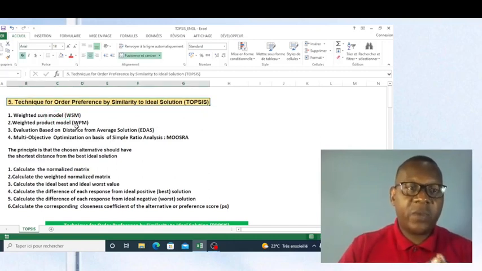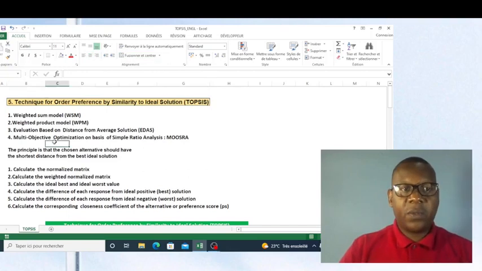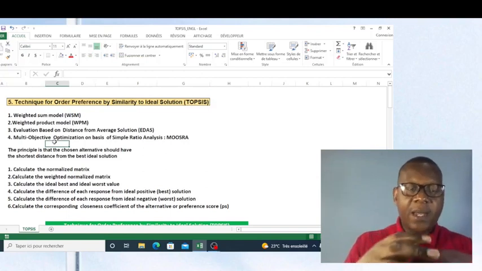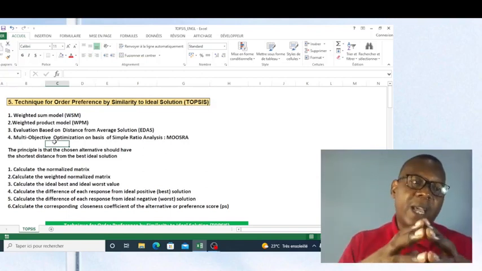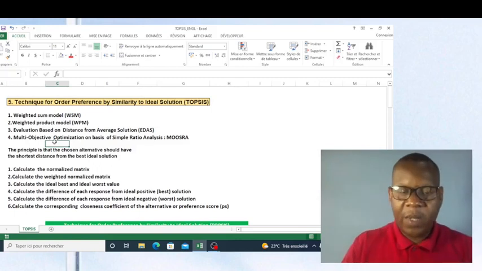Remember, in our previous videos we have presented the weighted sum model. We also have presented the weighted product model, evaluation based on distance from average solution, and measurement of alternatives and ranking on the basis of simple relational analysis. And this is another method that can help you to improve the way you make a decision.